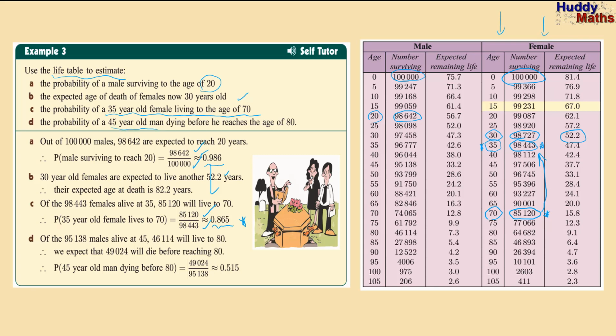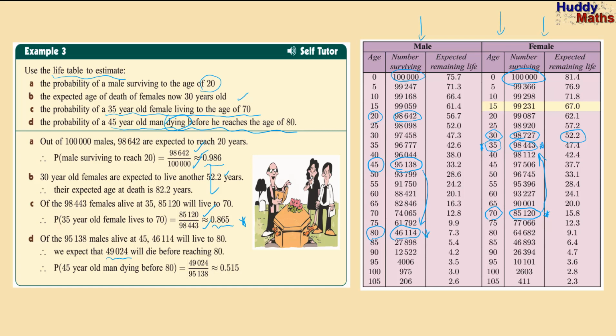What's the probability of a 45-year-old man dying before he reaches the age of 80? Let's go to men. 45. How many are there? That. And how many are there at 80 years old? Let's go to 80. And we've got this many are still alive. Now, be careful. This one says dying before that. So it's not the probability of being alive. So we have to take these away. Okay, how many are still alive, will die, sorry, of 49,024. These are the ones still alive.